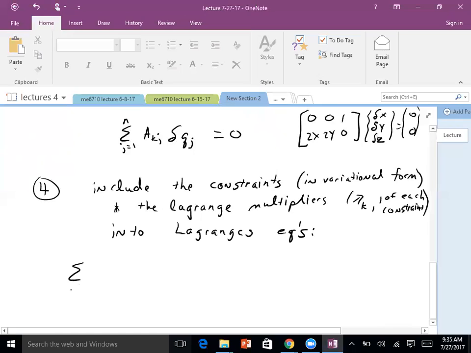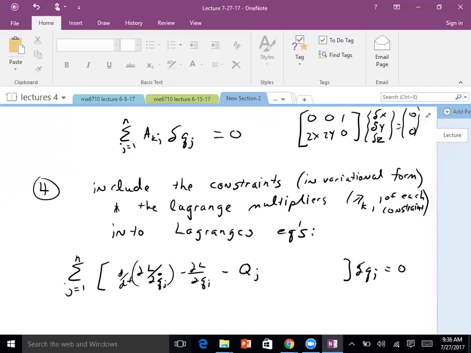You get the sum for j equal 1 to little n, d/dt of the partial Lagrangian with respect to q_j dot, minus the partial Lagrangian with respect to q_j, minus capital Q sub j, times variational q_j equals 0. That's what we had before. So now, right here, I've left a nice spot to include the constraint multiplied by the Lagrange multiplier, and it goes exactly this way. I'm going to put a, let me come back and talk about the sign. I'm putting a minus at the moment. So the sum for k equal 1 to L, lambda sub k, A_kj.